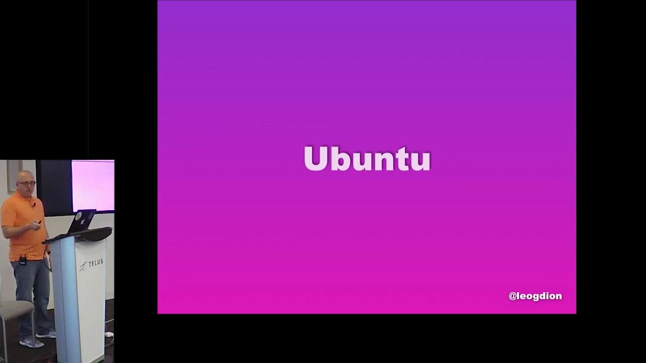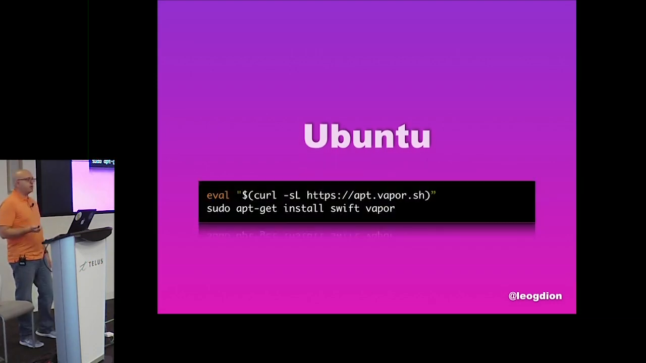And then rather than Homebrew, what you're going to do is add the repo for Vapor, using that curl command right there. And then as long as you're root, go ahead and install Swift and Vapor, and you're pretty much ready to go. Typically you'd use something like Apache or Nginx, and then proxy your Vapor through that. That's available to you.